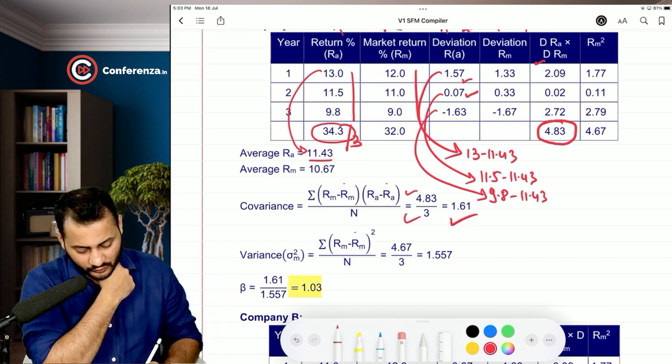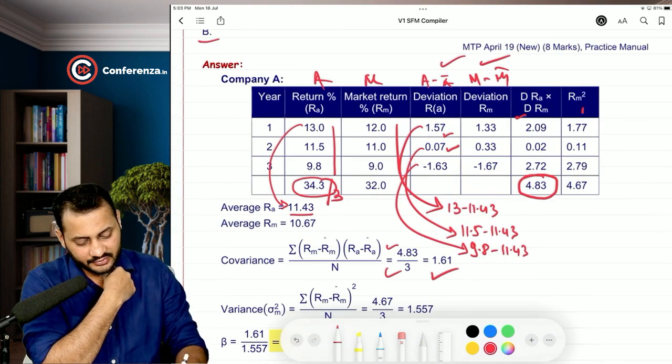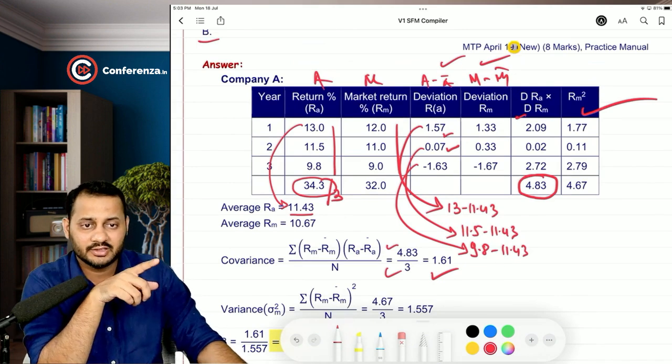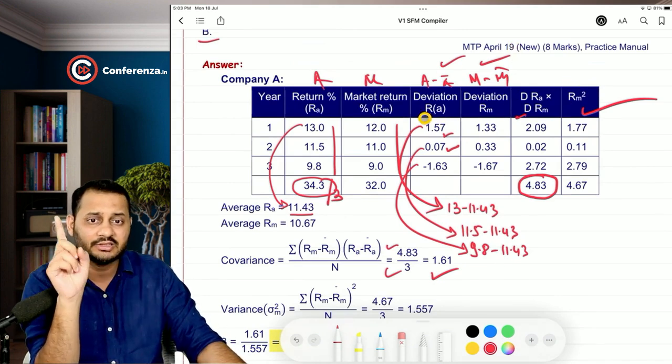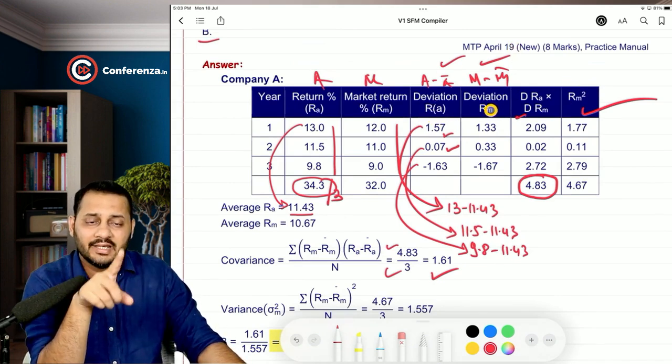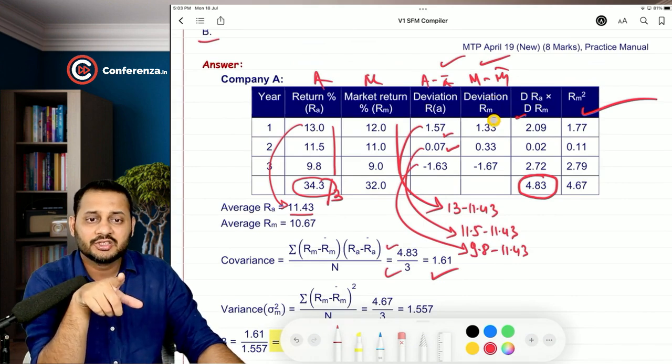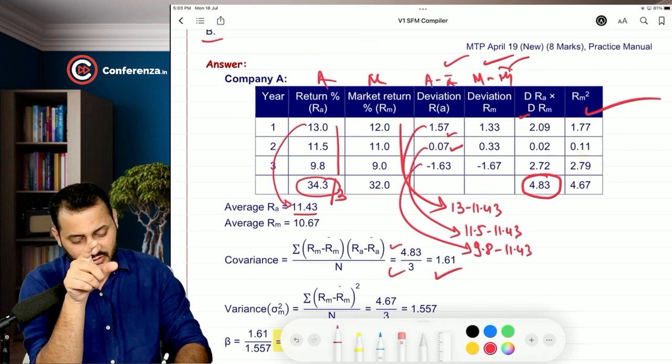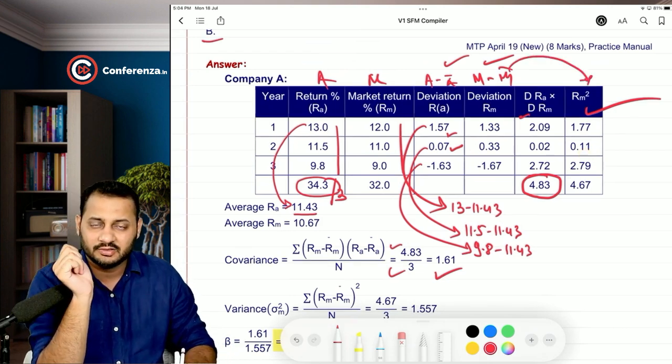Beta is nothing but covariance divided by variance of M, and the variance of M is this column. How did we calculate it? Please understand, ladies and gentlemen, this M minus M bar is the deviation of the market's return. Square this figure and you will get this one.